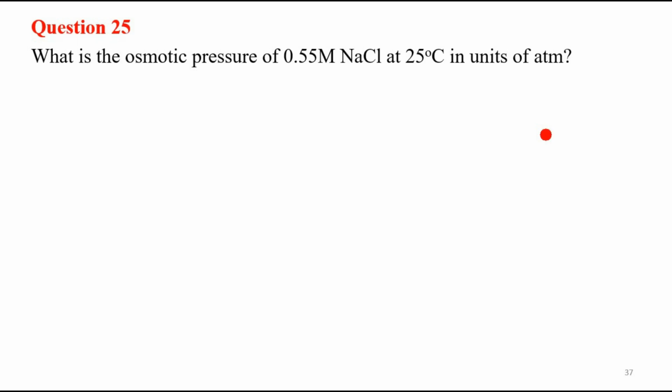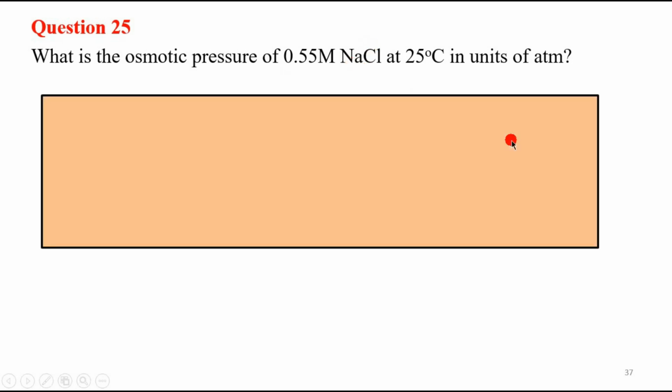Let's go to question 25. Question 25 is saying what is the osmotic pressure of 0.55 molar sodium chloride at 25 degrees Celsius in units of atmospheres. Here we have the molarity of sodium chloride. The Van 't Hoff factor will be 2 because we have sodium chloride. That's what you need to know. Let's go quickly to the answer.